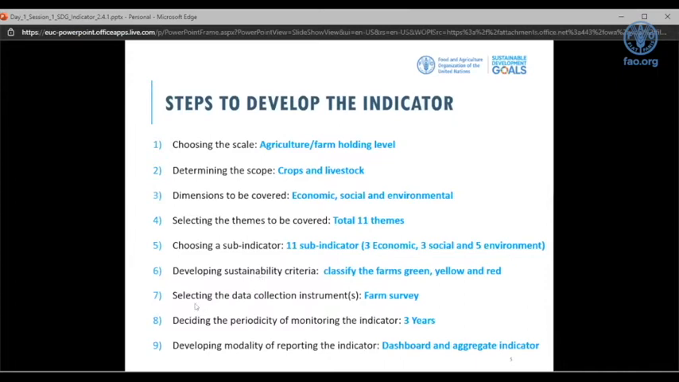Then we selected the data collection instrument for the indicator. For the time being, the recommended source for data collection for SDG 2.4.1 is agriculture surveys or farm surveys. We also discussed and decided on the periodicity or frequency for data collection and reporting. For SDG 2.4.1, it is set at 3 years. And finally, the modality for reporting the indicator. For this, we developed a dashboard where all the 11 sub-indicators or themes are presented in one chart, where each sub-indicator is illustrated separately by sustainability statuses, the green, yellow, or red, and an aggregate SDG 2.4.1 that can be calculated directly from the dashboard.